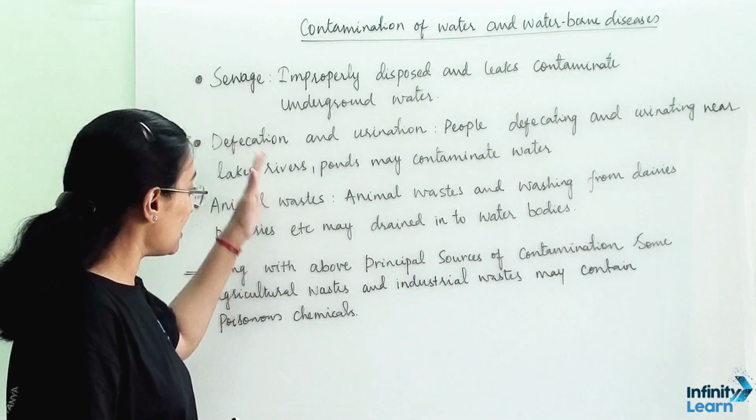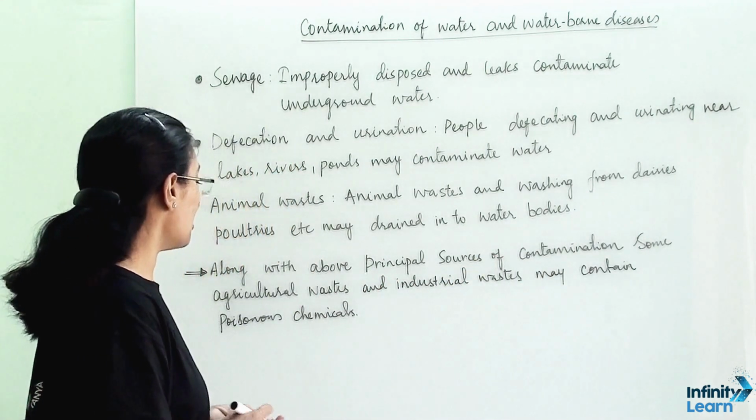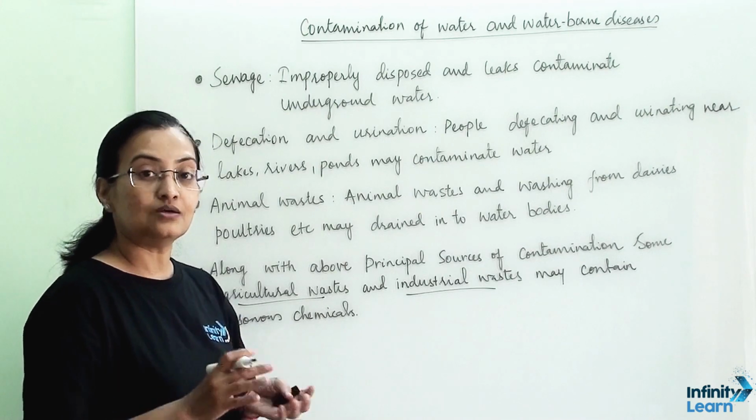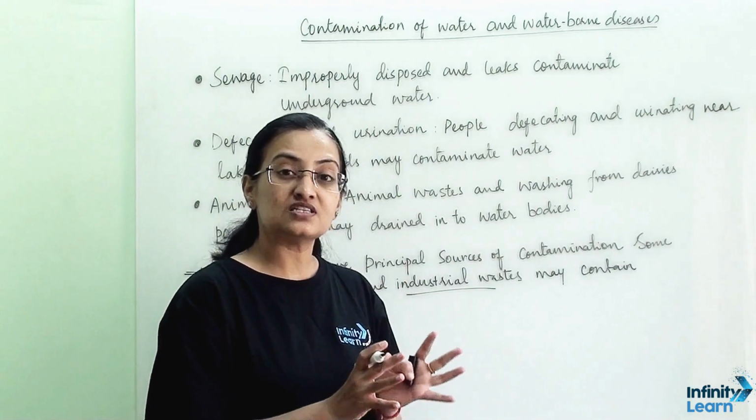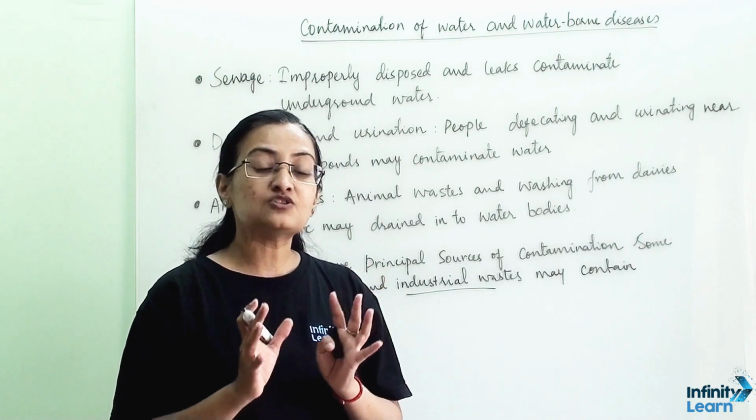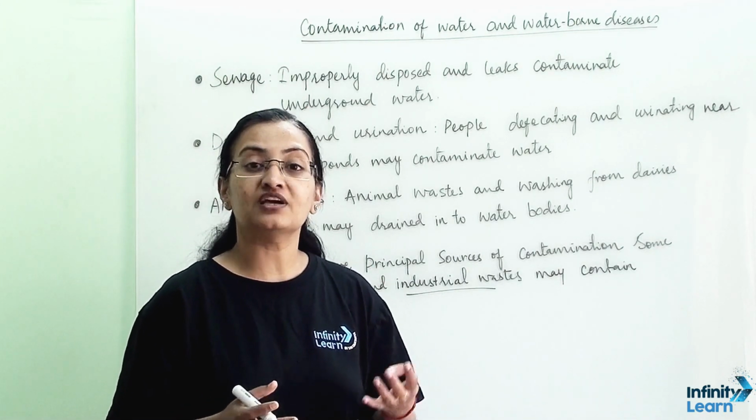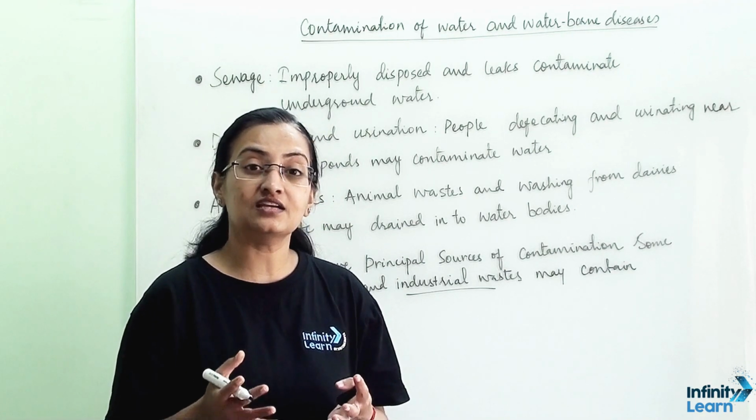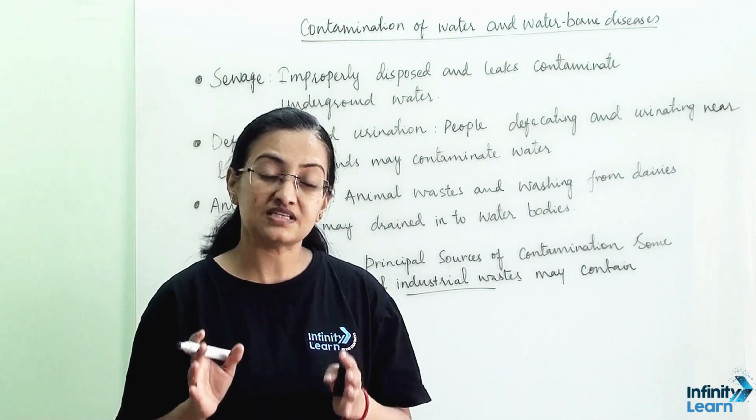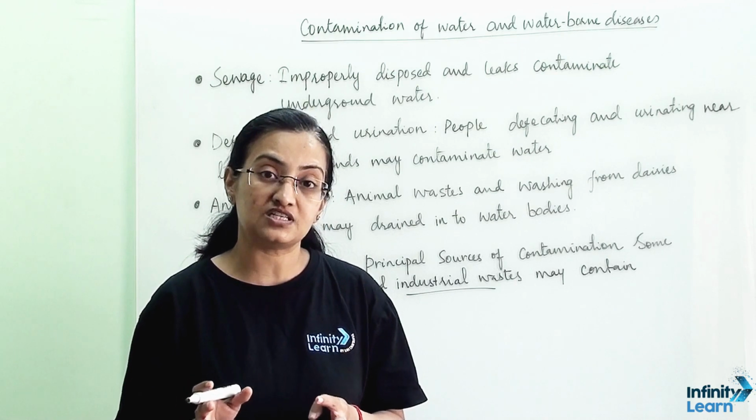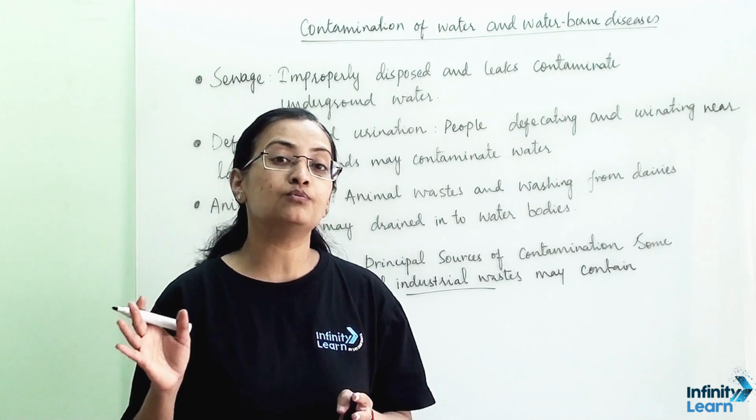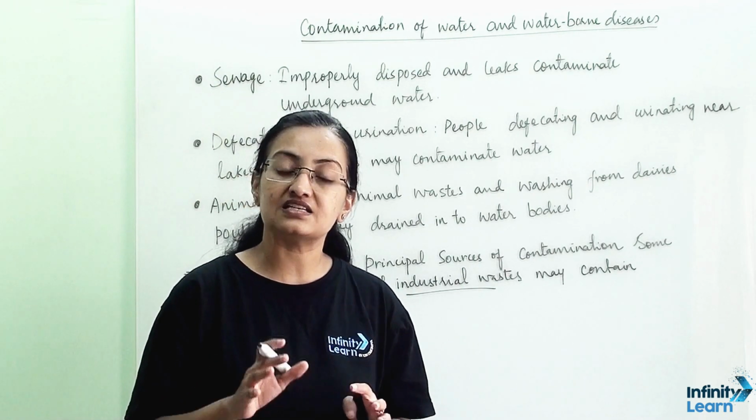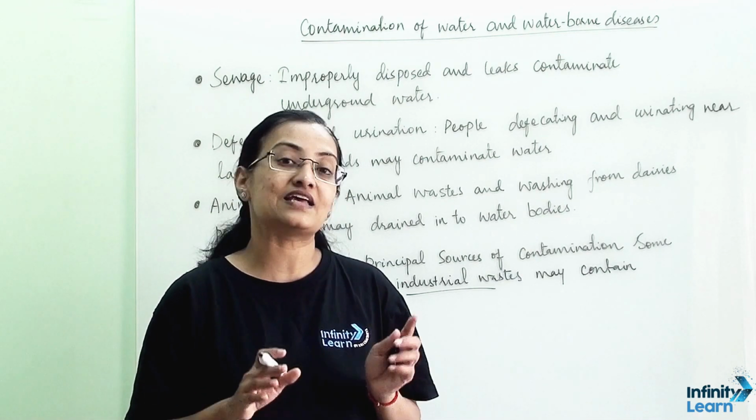Now, along with the above principal sources of contamination, some agricultural waste and industrial waste may contain poisonous chemicals. There are two types of waste: agricultural waste and industrial waste. The difference between these two is that agricultural waste comes from agricultural activity and industrial waste comes from industry. Agricultural waste may contain pesticides, chemicals and fertilizer we use in agricultural activity that eventually get washed off and mixed with the reservoirs and water. So these chemicals, pesticides and fertilizers will contaminate the water, and this is termed agricultural waste.